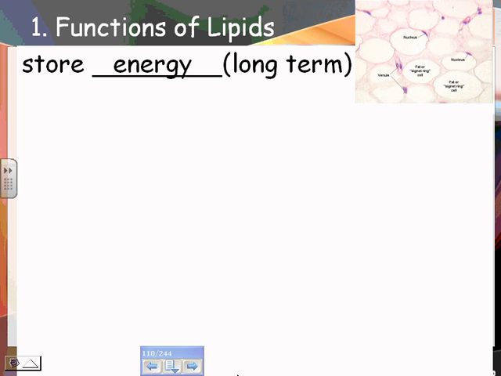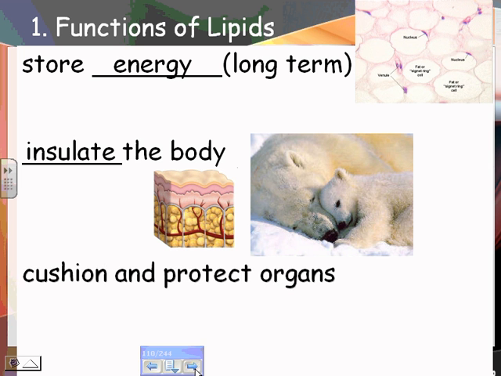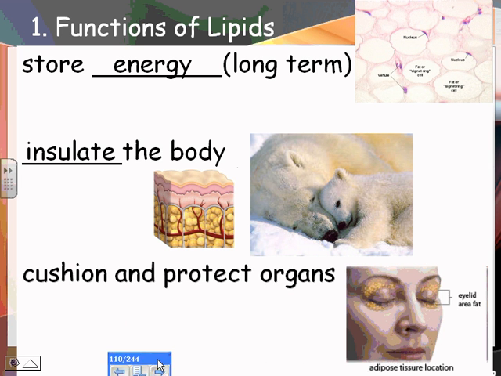It also insulates the body, and here's a picture of some polar bears. They have a large layer of fat, and that helps to insulate the body so they don't get cold. Another is that it helps to cushion and protect organs. Here's adipose around the eyeballs, and it helps keep them in place. You also have some around the kidneys. One danger of losing weight really fast is that the kidneys can drop, and that's a really dangerous situation. So that's one of the reasons you shouldn't crash diet. You should lose weight slowly if you need to lose weight.